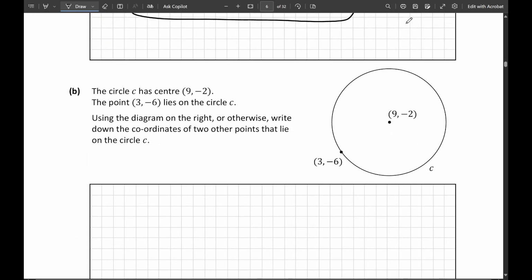The circle of center that and the point that, use the diagram on the right or otherwise to write down the coordinates of 2 of the points that lie on circle C.